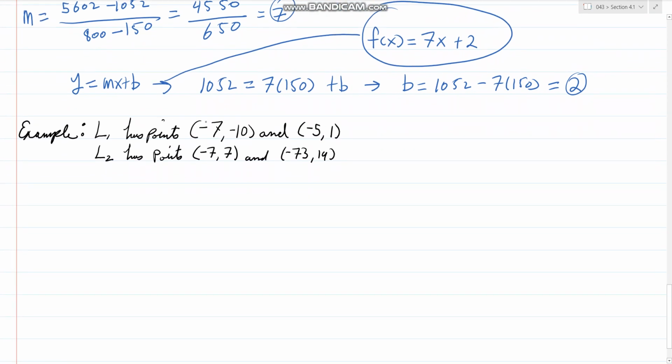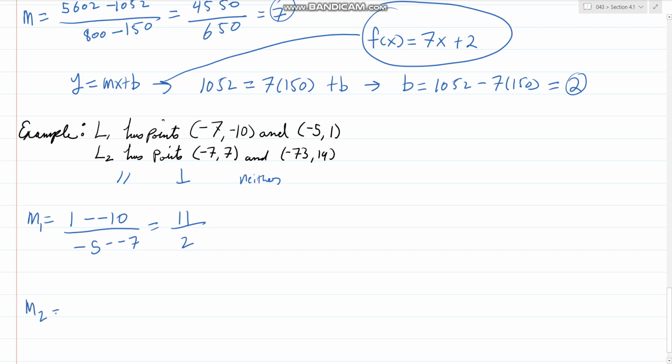I have line 1 has the points (negative 7, negative 10) and (negative 5, 1). And line 2 has the points (negative 7, 7) and (negative 73, 19). And we want to see, are these parallel, perpendicular, or neither? Okay, so let's look at that slope. So for the first line, maybe I'll call it slope 1, that would be 1 minus negative 10 over negative 5 minus negative 7. So that looks like it's 11, and then that would be 2. So I have 11 halves.